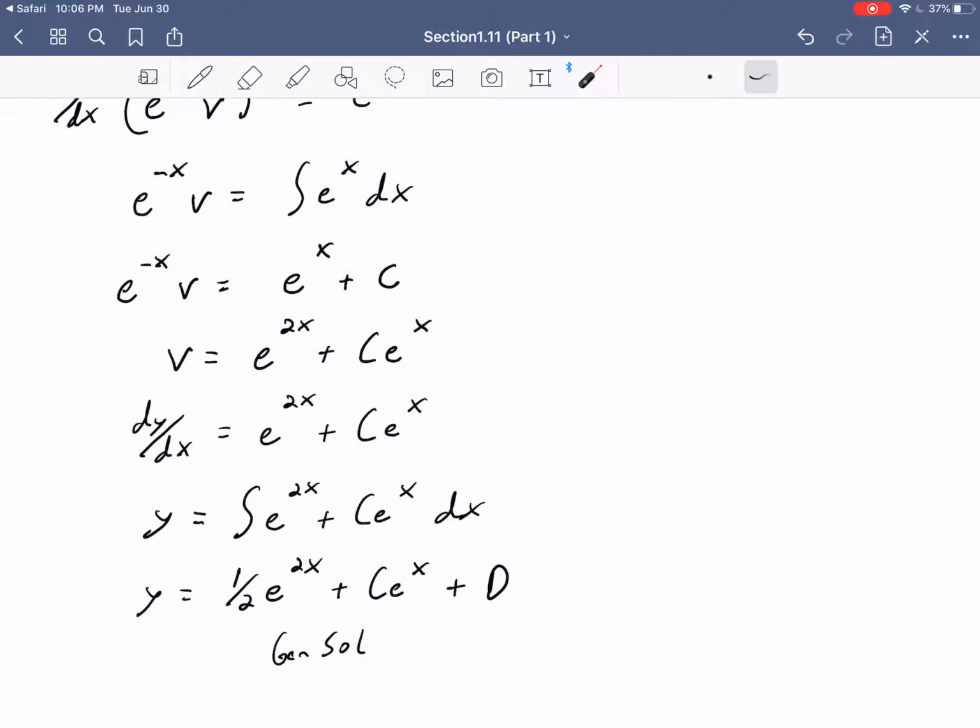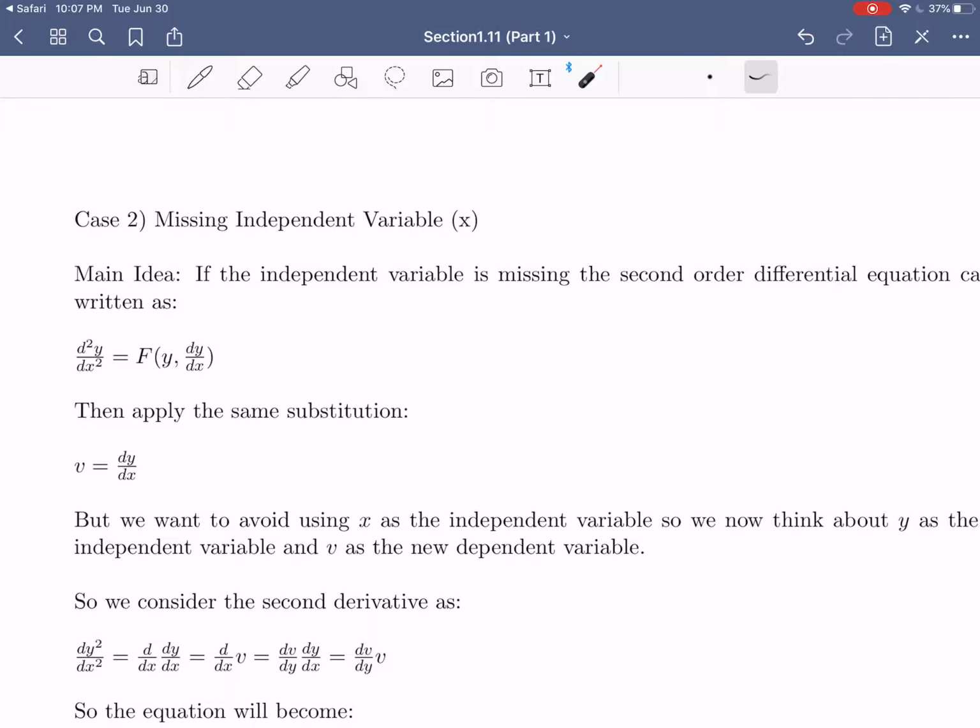All right, let's look at one final case for a second-order differential equation. This one's a bit more complicated. It's called case 2, and the reason it's a bit more complicated, just to mention before we get into the details, is because we're going to be changing at some moment the independent variable. So case 2 is where we have a missing independent variable.